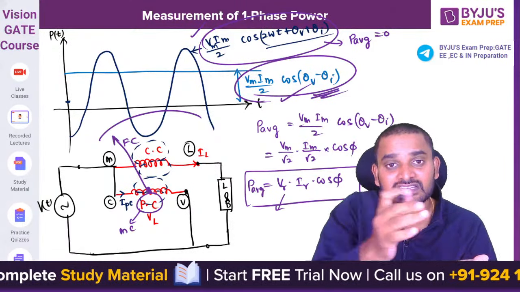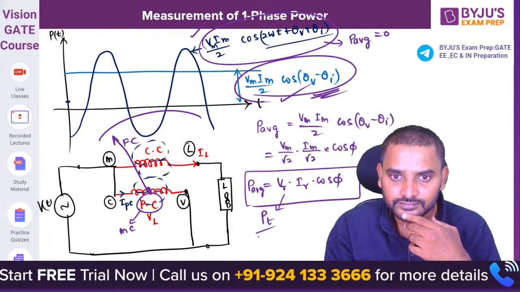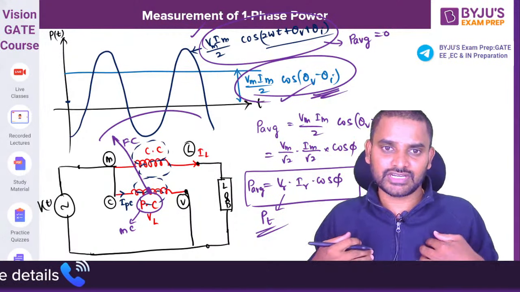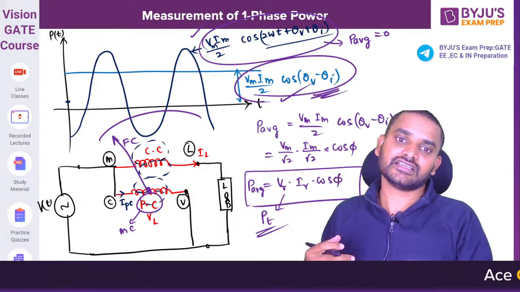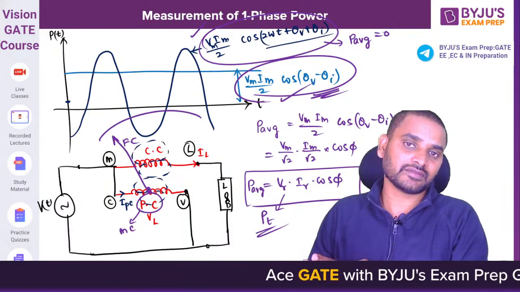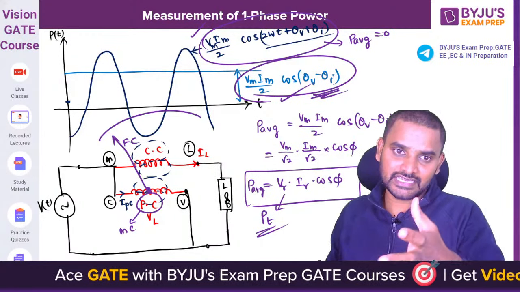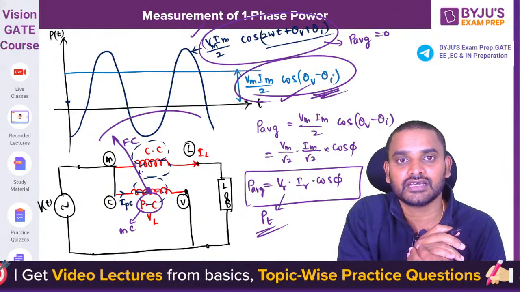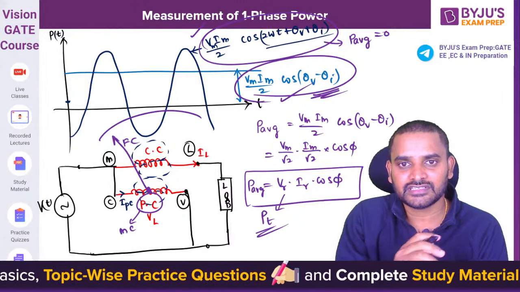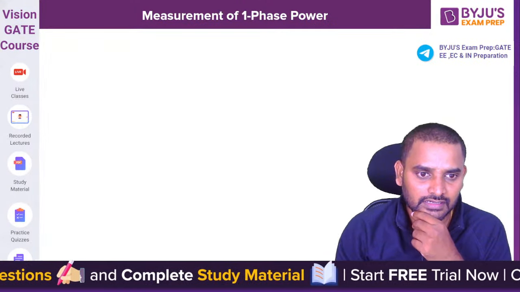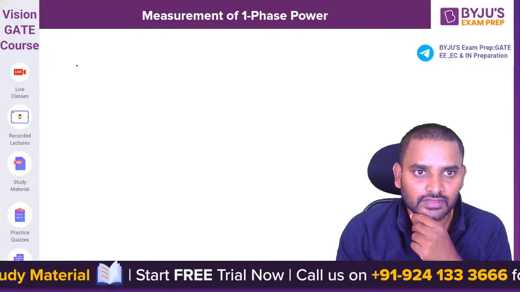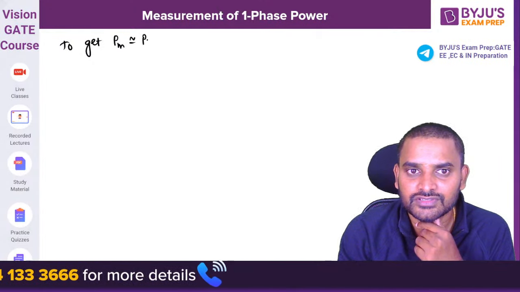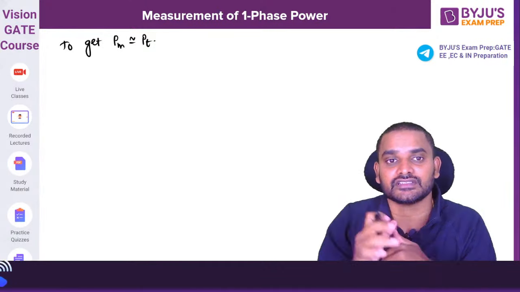The meter's purpose is to represent this power only, na? So this is the true power. Now we have to design a meter such that it represents this, Vrms, Irms, cos phi. Let us see whether the meter is going to deflect or represent this power or not. That is the measured power. So let me show you here. To get the measured power almost equal to the true power, how will you design the meter is the question.